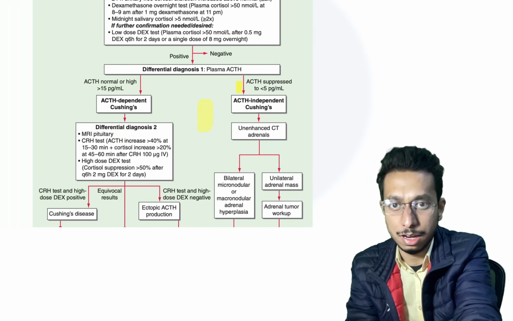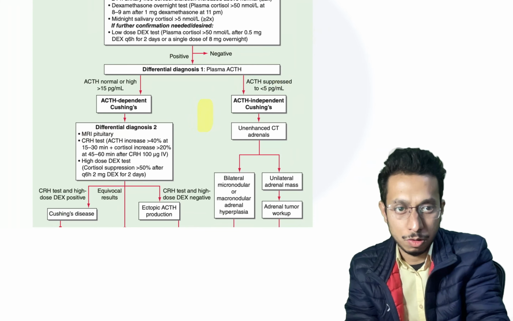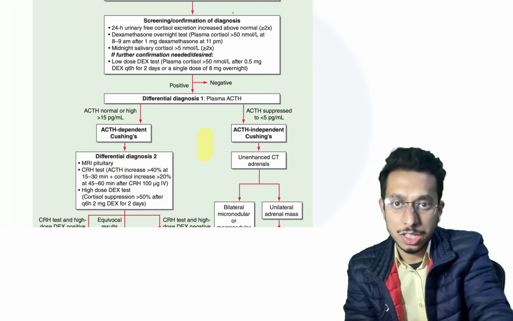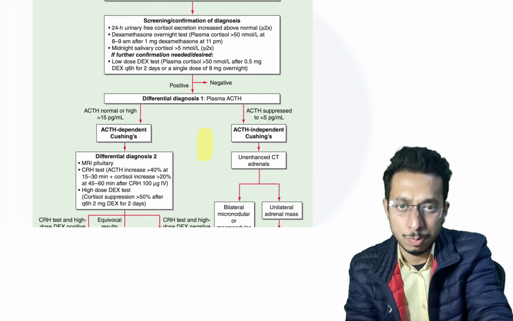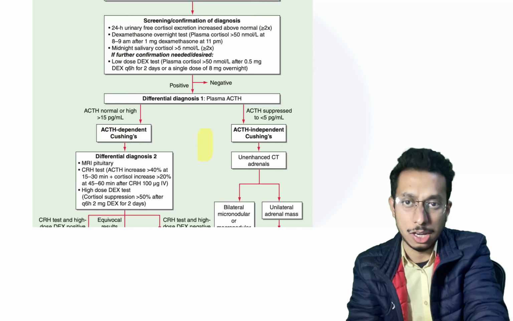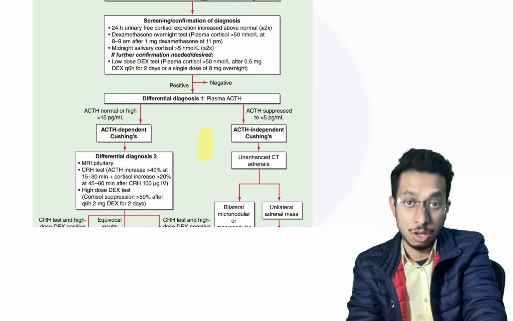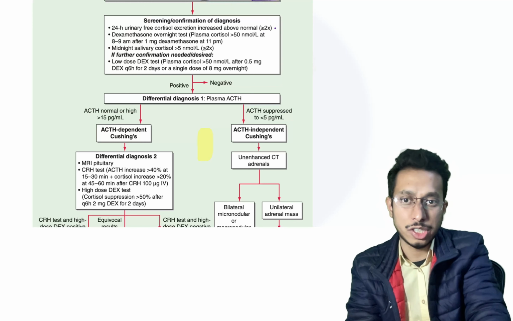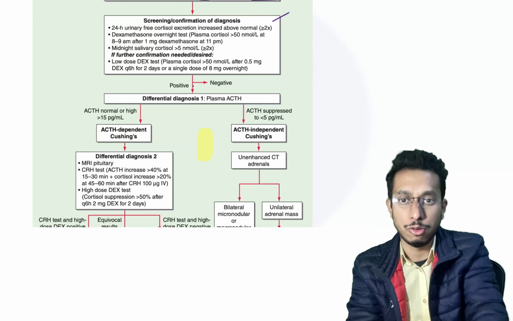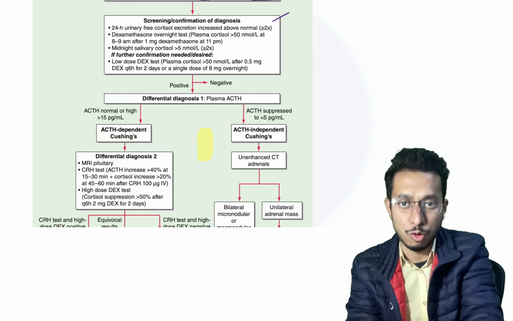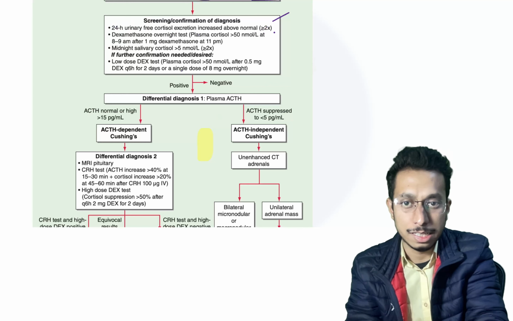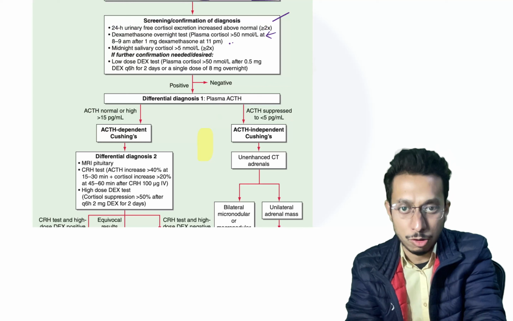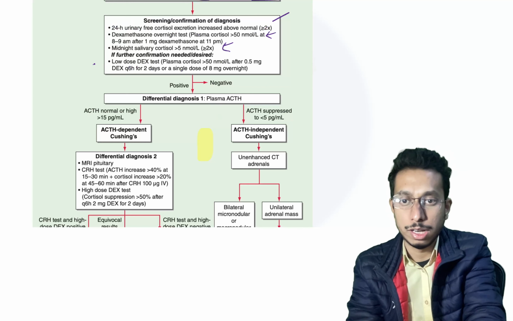in this Harrison chart. So what is the first step? The first step is to check whether you have clinical suspicion of Cushing or not, based on central obesity, proximal myopathy, stria, diastolic hypertension, osteoporosis or hirsutism. Once you have clinical suspicion, the next step involves screening and confirmation of the diagnosis, either through 24-hour urinary free cortisol, dexamethasone overnight test, midnight salivary cortisol, or low dose dexamethasone.